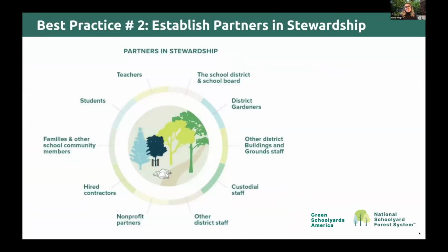Number 2, establish partners in stewardship. Schoolyard forests require a team to manage and sustain them through the years. School communities and school districts both have roles and responsibilities in stewardship and management of schoolyard forests. It is important that the relationships between all the district partners are nourished and supported. And to do this, it is important to understand the context in which each of these partners operates and the capacity they each can offer.